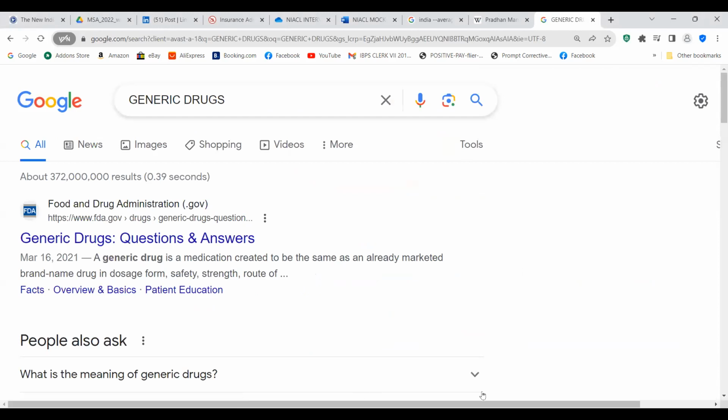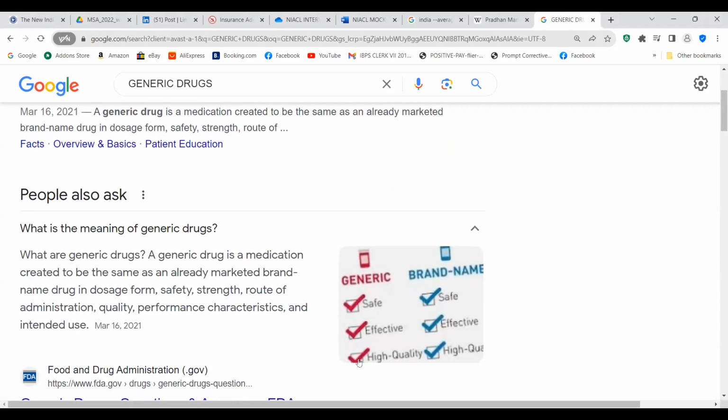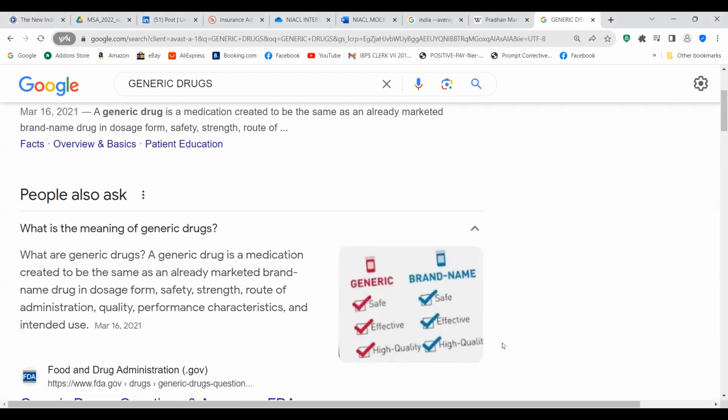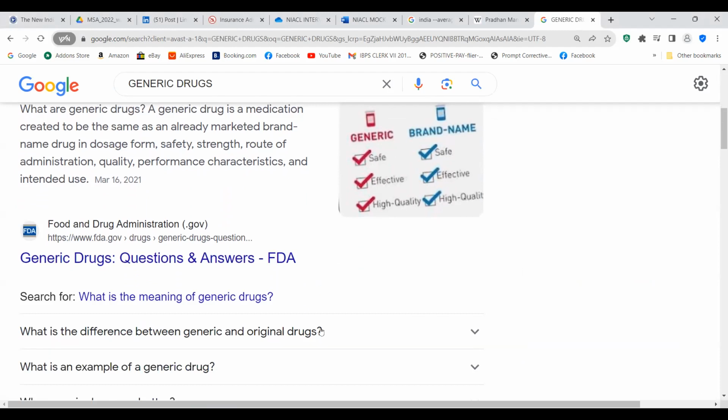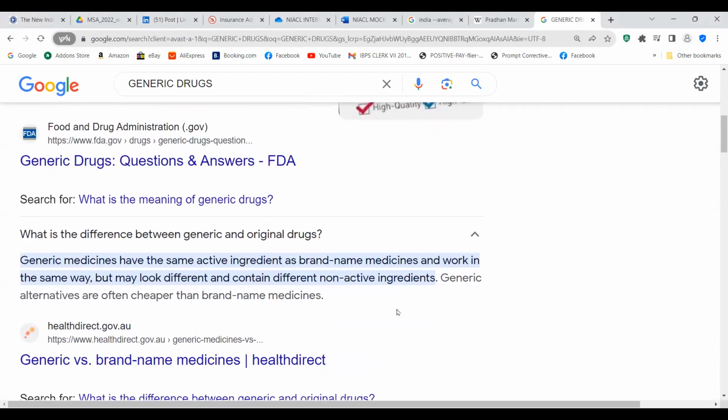So in medicine there are different components. There is brand name and generic medicine. So in brand name, the marketing company adds its value, and generic medicines purely contain its content. Here, what is the difference between generic and original drugs? Generic medicines have the same active ingredient as brand name medicines and work in the same way, but may look different and contain different non-active ingredients. Generic alternatives are often cheaper than brand name medicines.